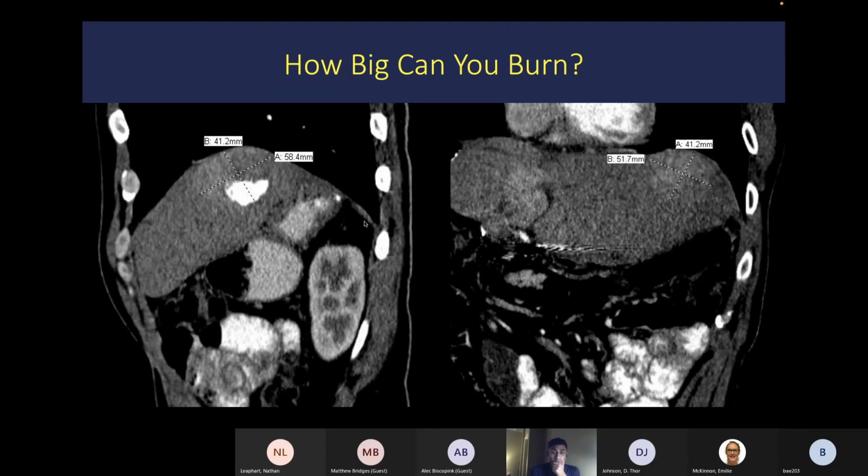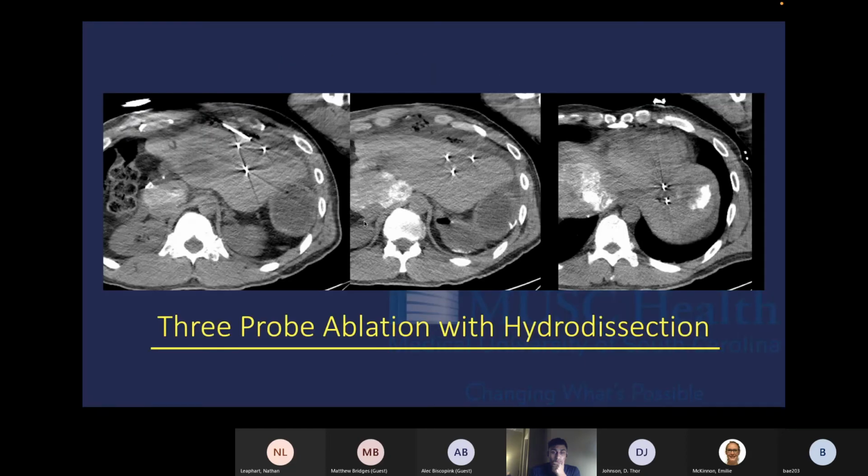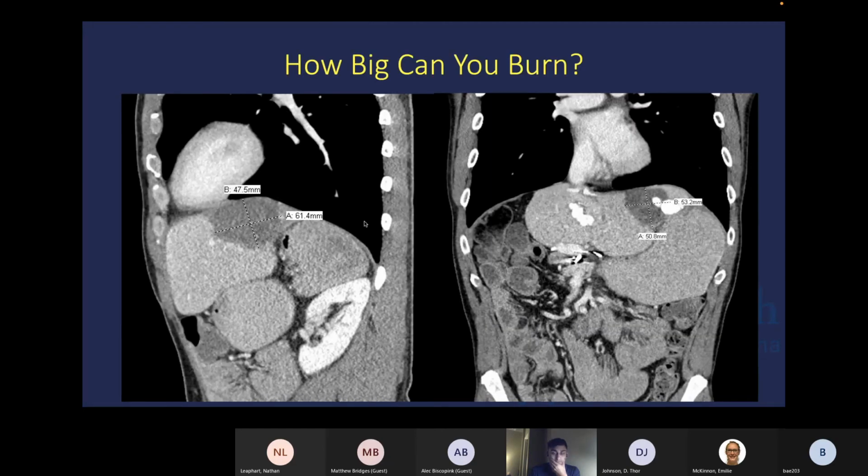And we can ablate some pretty big tumors. This is a guy with neuroendocrine tumor. I've embolized him a bunch of times, which is why you see that bright stuff in the liver. I put three ablation probes in that thing, cook it pretty hard with microwave, using the new wave system, which allows you to ablate bigger things. And you can see that tumor was much, much bigger prior to when he came back 3 months later. You can see it shrinking down.